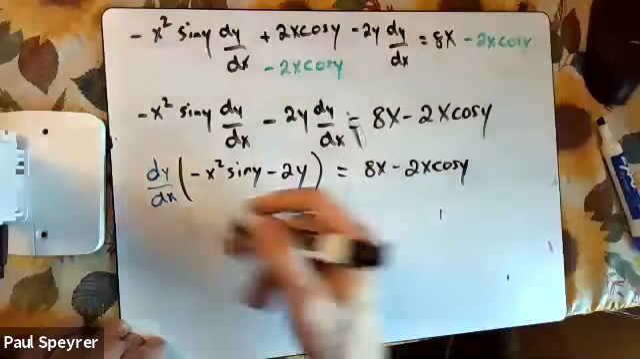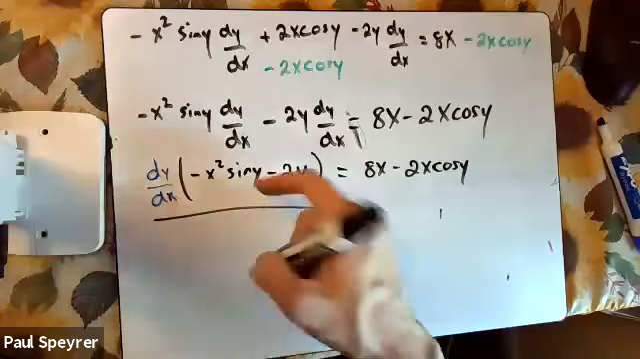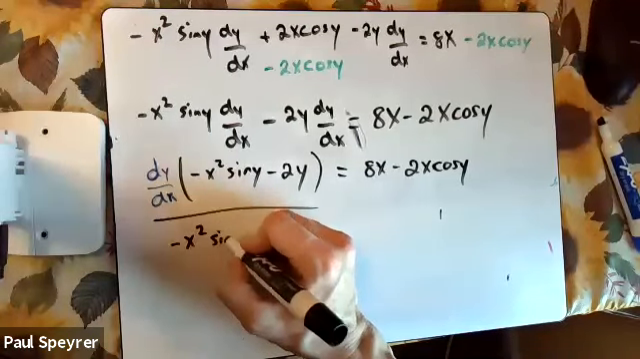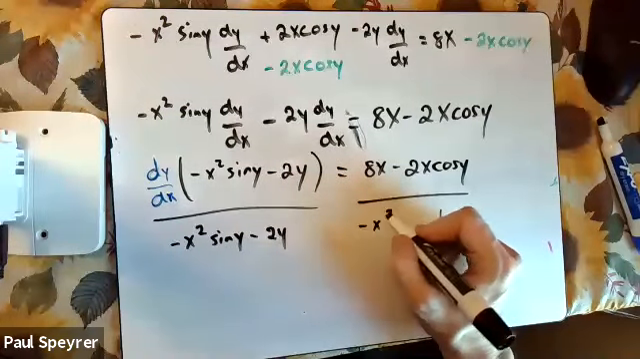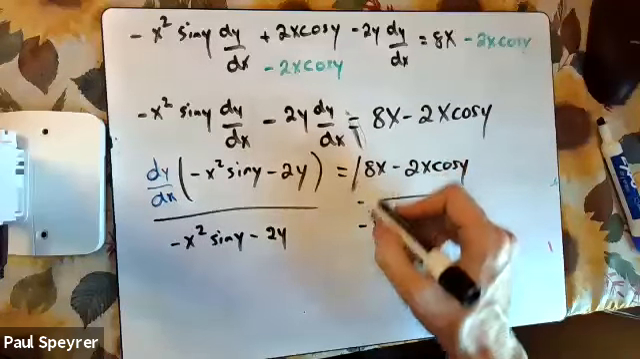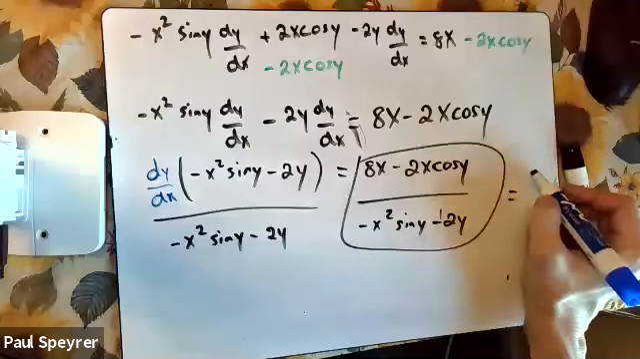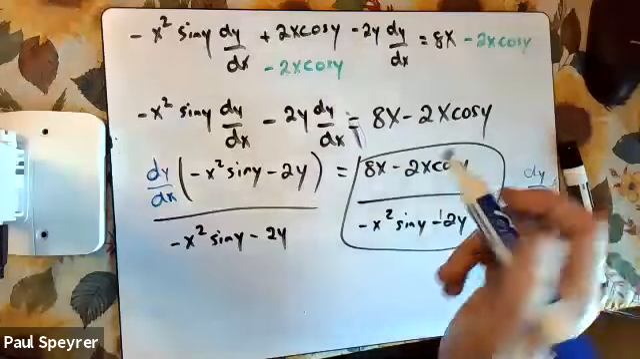What do we do now? What we've done in the past, I don't know, 10 problems? Divided, right? Once we do this step, we divided both sides by this component right here. So all this is equal to your dy dx.